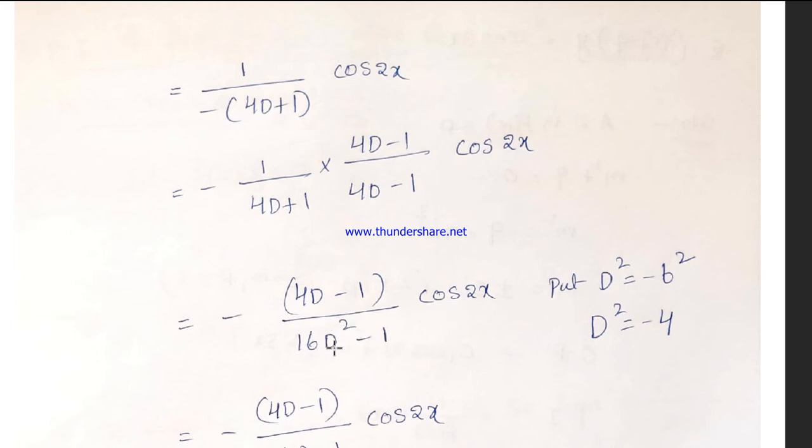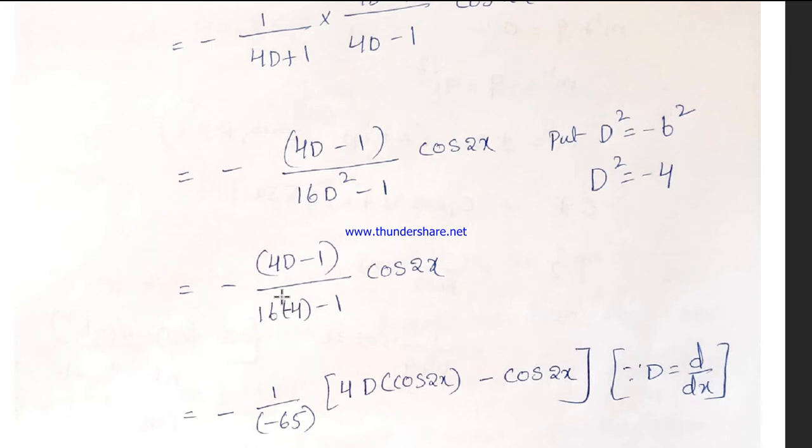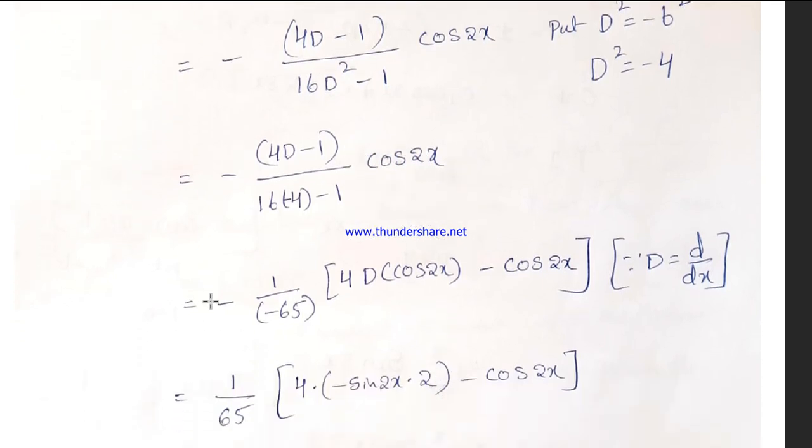Again we get the D square form in the denominator. That's why we can substitute D square is equal to minus 4. If you substitute it, we get minus, here 4D minus 1 multiplied with cos 2x. So minus 1 by, first you write the constant, 16 into 4 that is 64, minus 64 minus 1, minus 65, and 4 into D cos 2x minus cos 2x, and all of you know D is equal to d by dx. So the derivative of cos 2x, here minus into minus becomes plus 1 by 65.